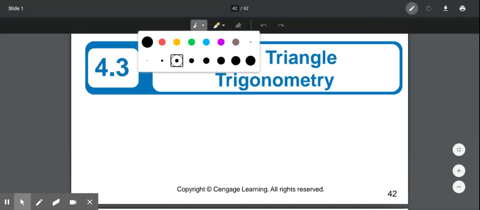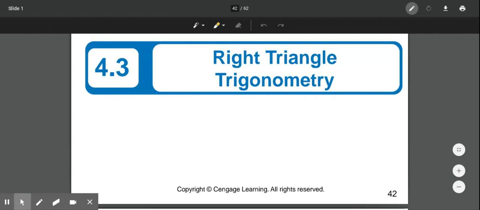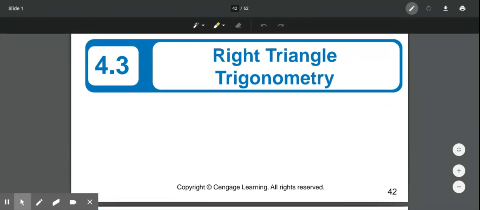In section 4.3, we are going to start talking about right triangle trigonometry. Where you've heard about right triangle trigonometry before is in SOHCAHTOA, right? And remember that SOHCAHTOA is just an acronym: the sine of a function is opposite over hypotenuse, the cosine is adjacent over hypotenuse, and the tangent is opposite over adjacent.